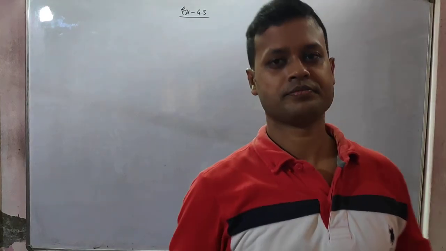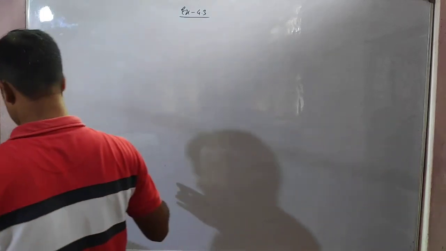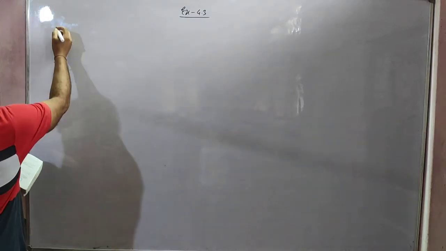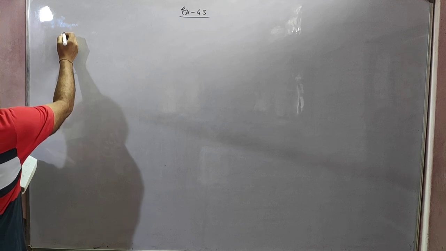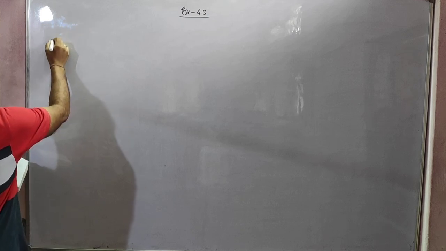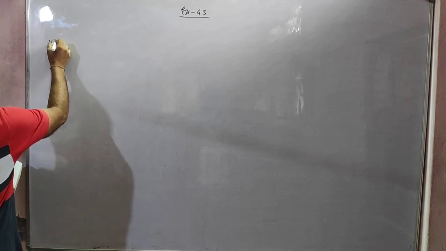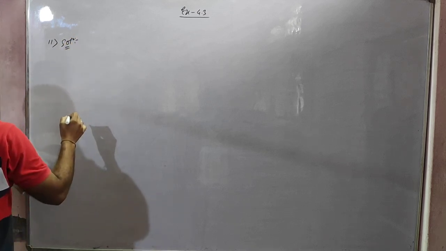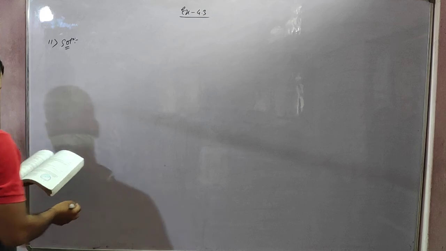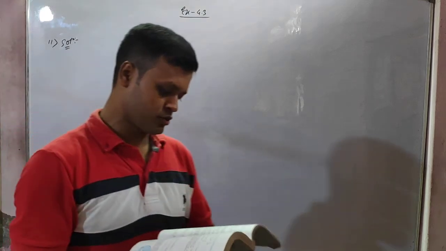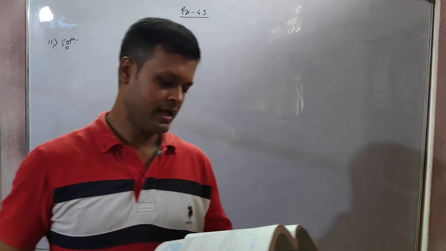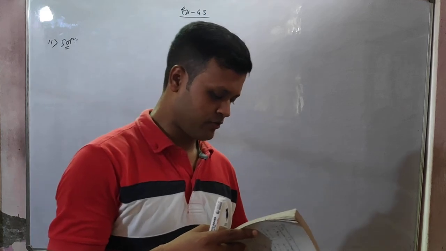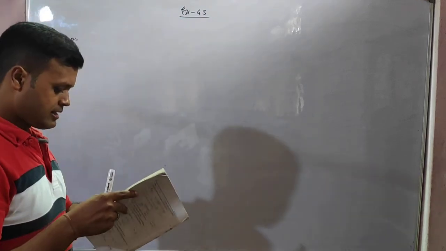So students, let us see one more sum. Exercise 4.3 number 11. Let us see number 11 sum. The question is saying like this: sum of the areas of two squares is 468 meters square. If the difference of their perimeters is 24 meter, find the sides of the two squares.